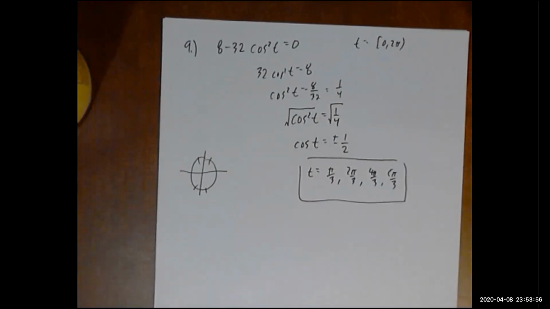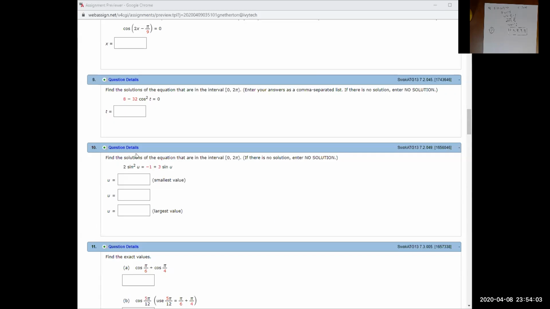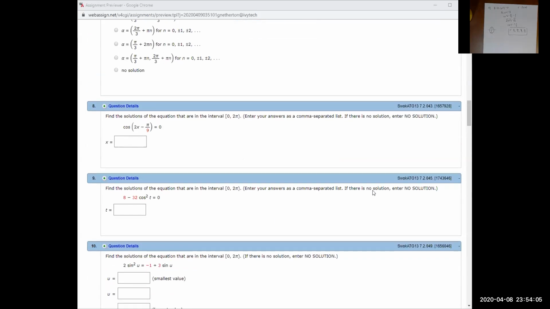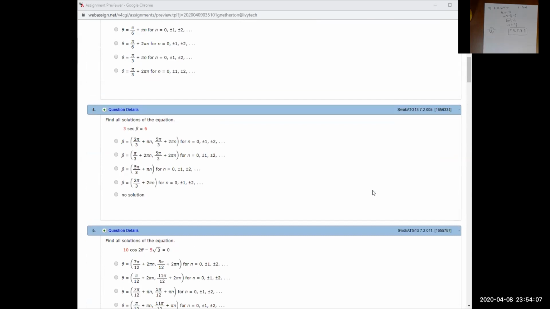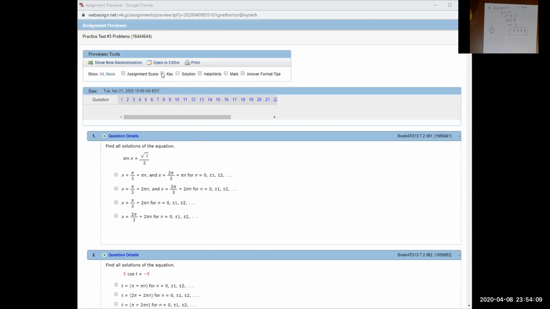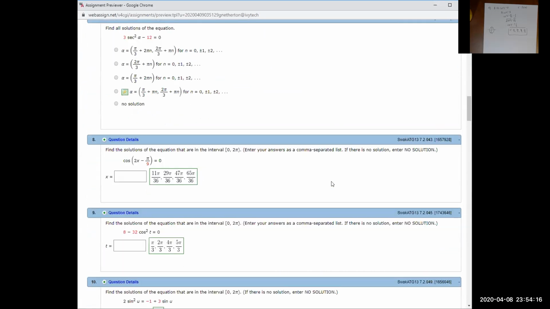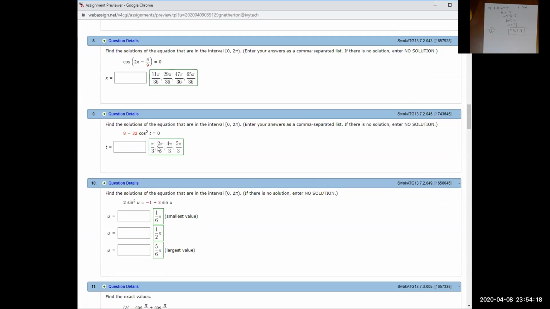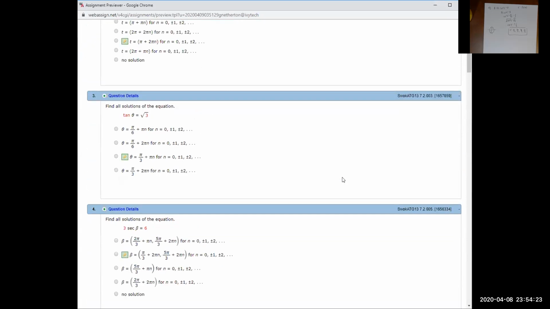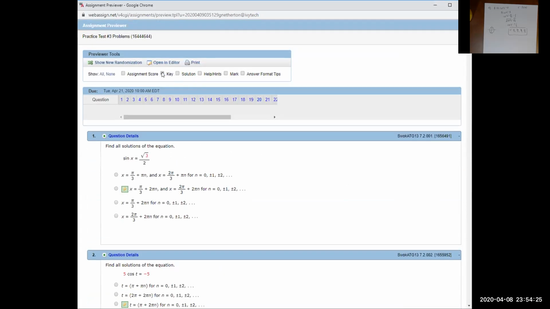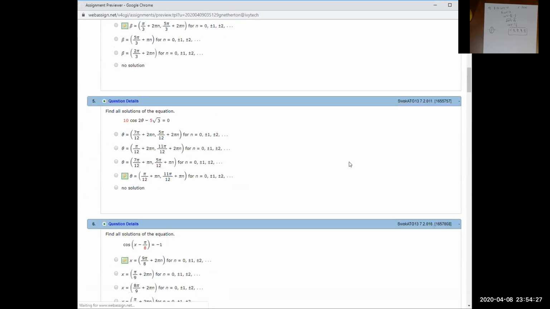So let's see for number 9 if we were successful. Once again, it's a fill in the blank. So I'll go turn the key on. And then we'll go look at the answer. And I'll tell you whether the answer key is the same as what we figured out. Pi over 3, 2 pi over 3, 4 pi over 3, 5 pi over 3. Yep. All right, let's do number 10, and then we'll take a break.